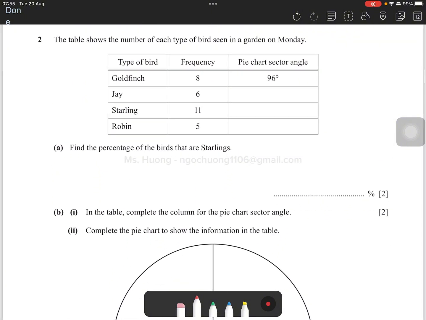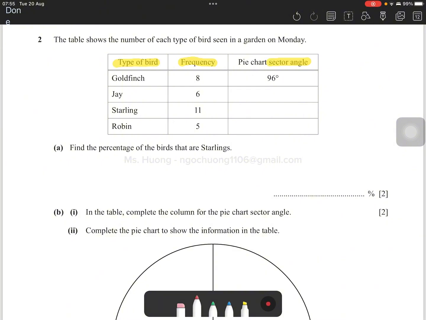Question 2. The table shows the number of each type of bird seen in a garden on Monday. The first column is the type of bird, the second column is the frequency, and the last column is the sector angle of the pie chart. A. Find the percentage of the birds that are starlings.